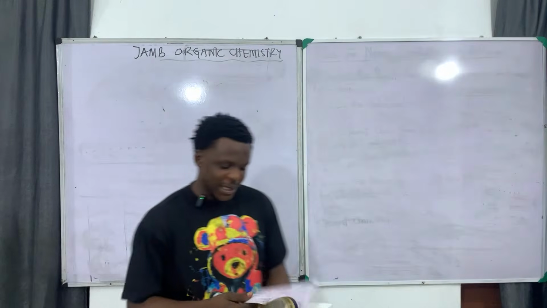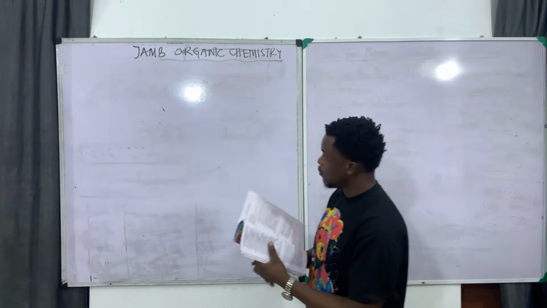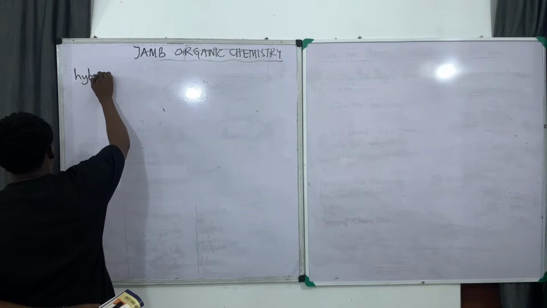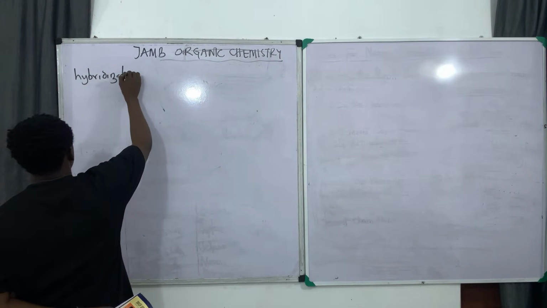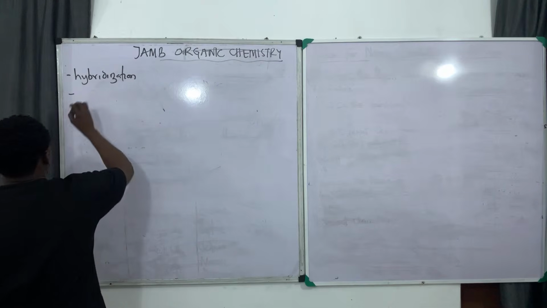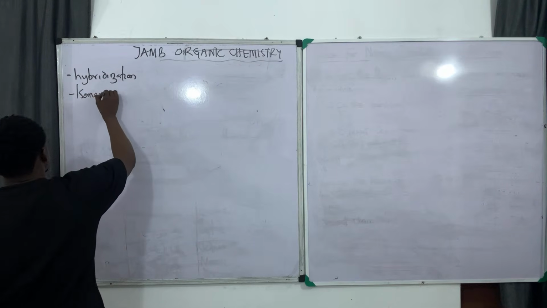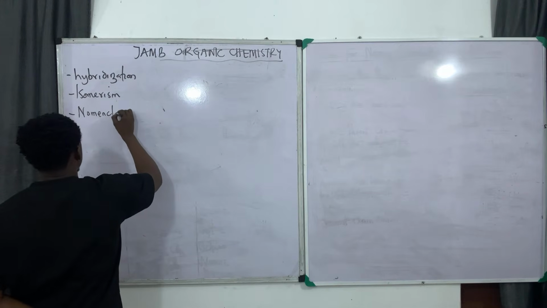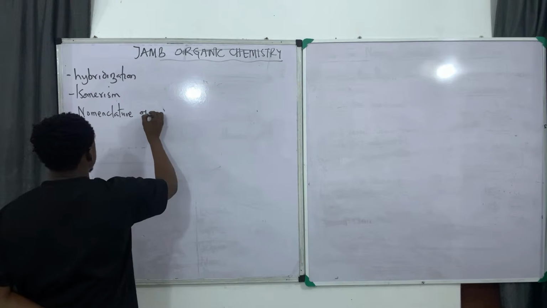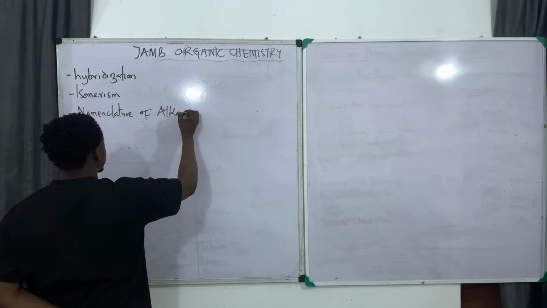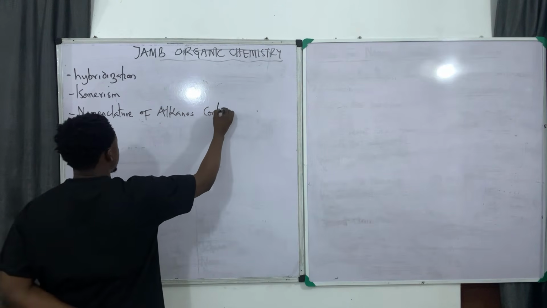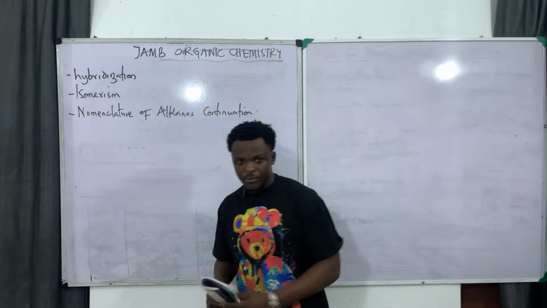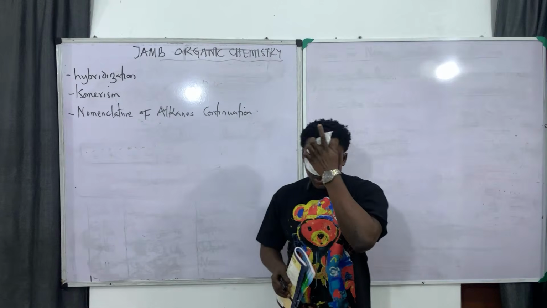All right. Today's class is going to be very, very wonderful. We want to look at hybridization, and then we look at isomerism, and then we look at nomenclature of alkanes. Continuation. So these are the three topics we want to look at tonight.